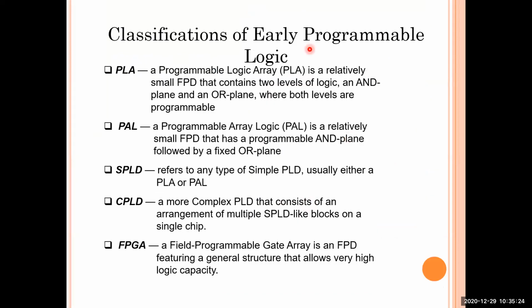Now let us see some details about the classification of early programmable logic arrays. Up to now, we have only generally seen what is PLA and what is PAL. We'll now see how they are configured and designed. If I'm talking about the PLA, the programmable logic array, a PLA is a relatively small field programmable device that consists of, and this is most important, two levels of logic. The first is an AND plane, and the other is an OR plane.